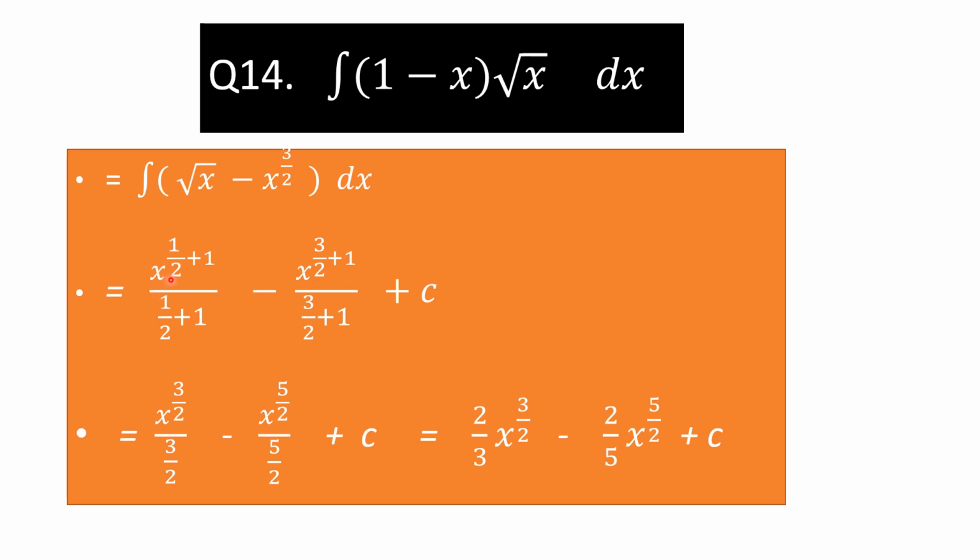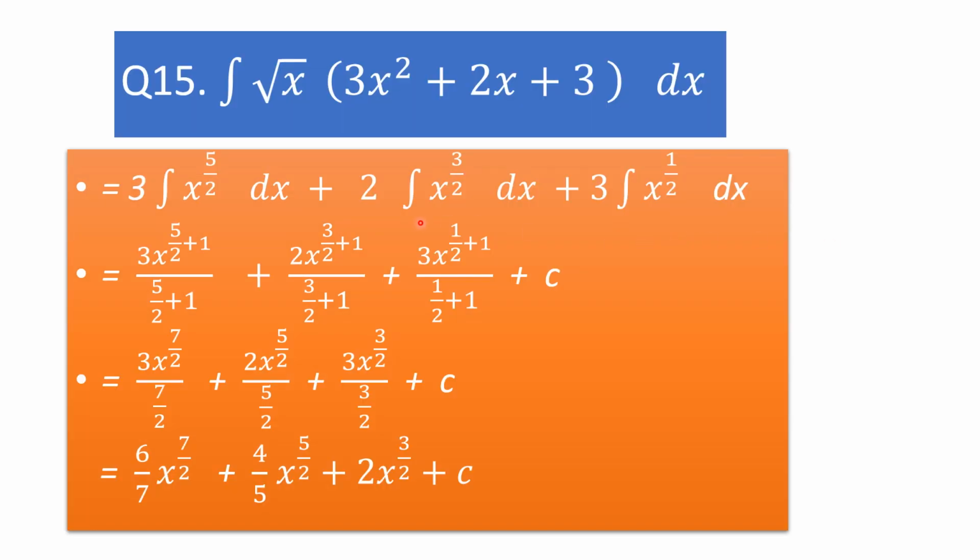Now this will get you x power 1 upon 2 plus 1 whole upon 1 upon 2 plus 1, minus x power 3 upon 2 plus 1 upon 3 upon 2 plus 1, right? Plus c. Now you solve it, you will get x power 3 upon 2 whole upon 3 upon 2 minus x power 5 upon 2 upon 5 upon 2 plus c. Just convert this fraction in the denominator. Your answer is 2 upon 3 x power 3 upon 2 minus 2 upon 5 x power 5 upon 2 plus c. Another very simple question.